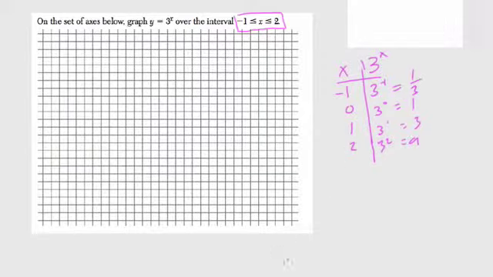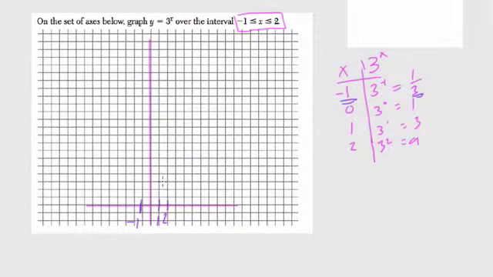So here, I would set up my axes: y-axis, x-axis, and they want this in the interval of x is -1 up to 2. So we're just going to graph that. So here's -1, 0, 1, 2. So we plot these points. We have -1 when it's the value of x, and y is 1/3.